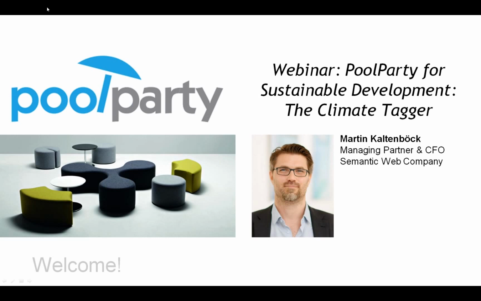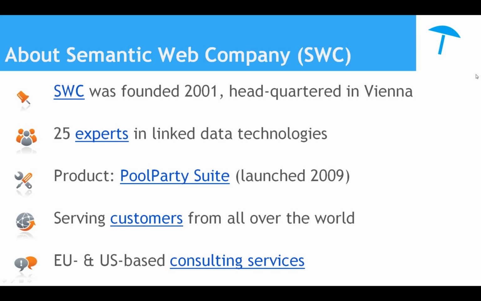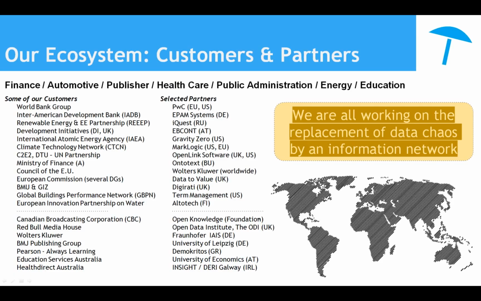I said before, my name is Martin Kaltenberg. I'm Managing Partner and CFO of the Semantic Web Company, and I'm jumping now into the slides about PoolParty Suite, that is the underlying technology of the Climate Tagger. So Semantic Web Company sits in Vienna, in Austria. We're around 25 people. We are dealing with linked data and semantic web-based data, information and knowledge management. Our core product is PoolParty Suite, and we're working around the globe, mainly in the EU, in Australia, in Canada, and the United States, where we have our customers, and we have a very good partner network in those areas.